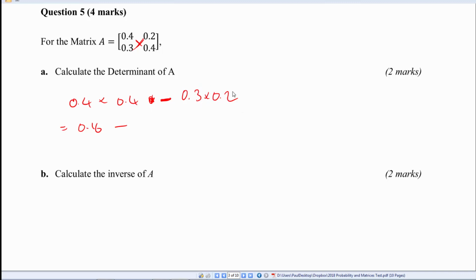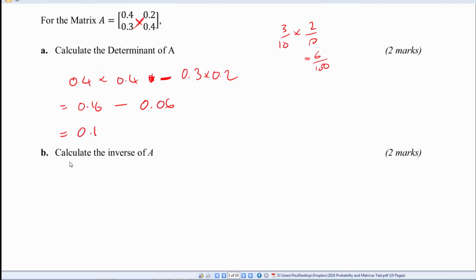So you need to understand that we're taking 2/10 of 3/10. Okay, now that's 3/10 times 2/10, which means that that's 6/100 or 0.06. Alright, now when we subtract them, that's going to give us 0.10 or just 0.1. Alright, so now let's inverse it.